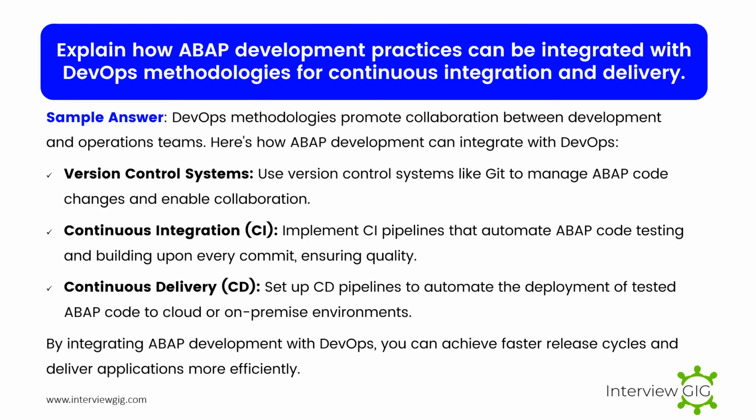Version control systems. Use version control systems like Git to manage ABAP code changes and enable collaboration. Continuous integration. CI: implement CI pipelines that automate ABAP code testing and building upon every commit, ensuring quality. Continuous delivery. CD: set up CD pipelines to automate the deployment of tested ABAP code to cloud or on-premise environments. By integrating ABAP development with DevOps, you can achieve faster release cycles and deliver applications more efficiently.